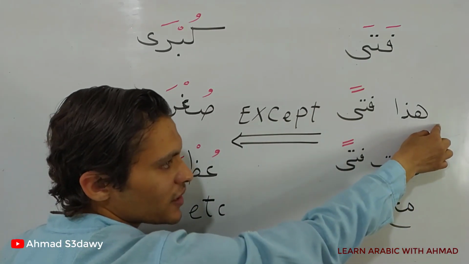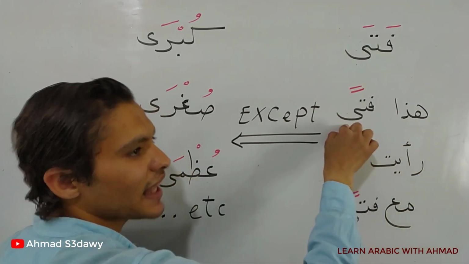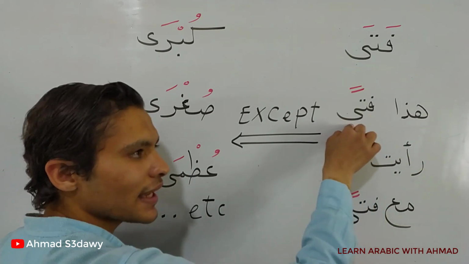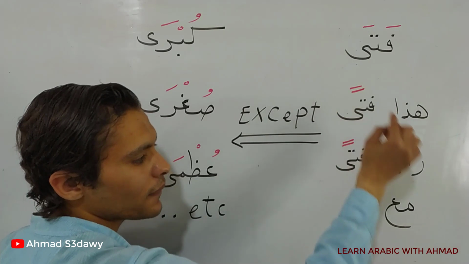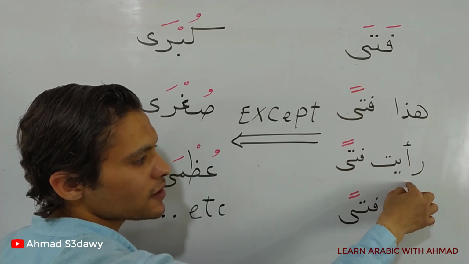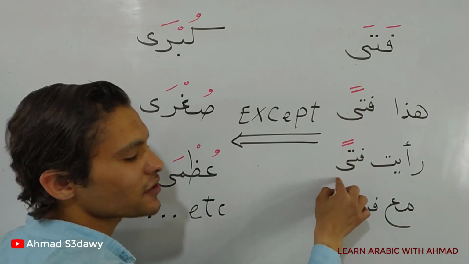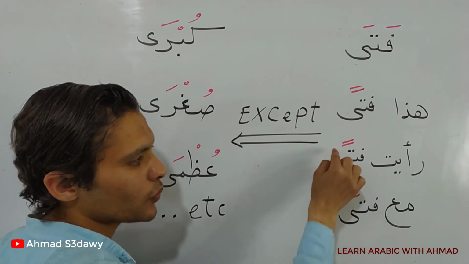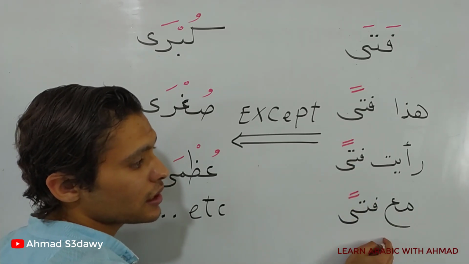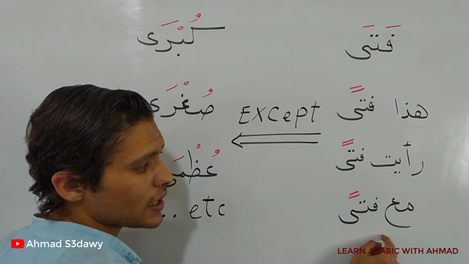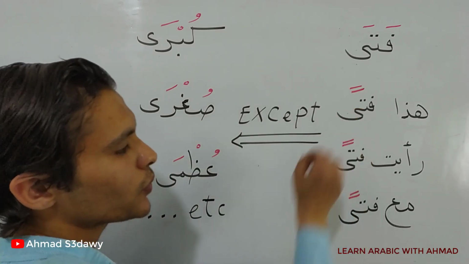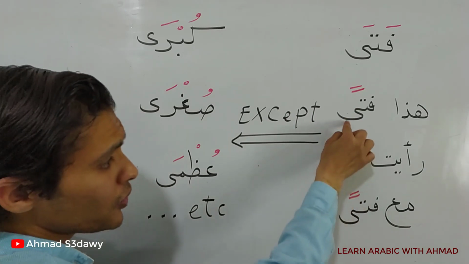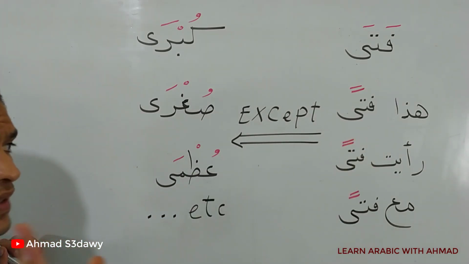This is a nominative sentence. So هذا فتى. You pronounce it as فتى, with تنوين with فتحة. This is an accusative sentence. رأيت فتى. So you pronounce it as فتى, تنوين with فتحة. This is a genitive sentence. So you say مع فتى. You say it فتى, تنوين with فتحة. So here you can tell that Alif Maqsoura accepts the tanween.